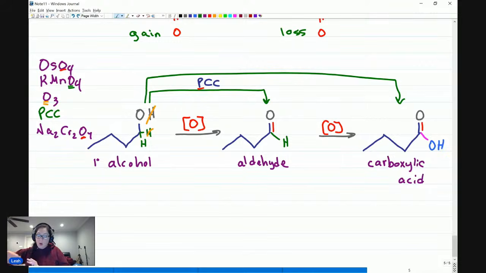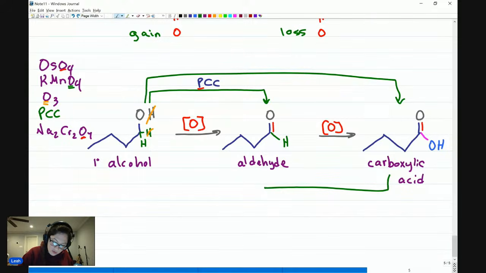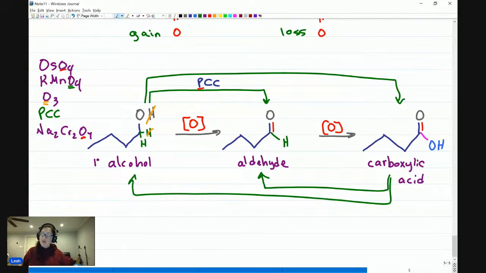If I want to reverse this reaction, if I want to go from a carboxylic acid to an aldehyde or to an alcohol, what I am doing here is the reverse of oxidation. That would be reduction. If oxidation involves oxygen, reduction, we said, is going to involve hydrogen. It breaks the oxygen bonds. It adds the hydrogen bonds.